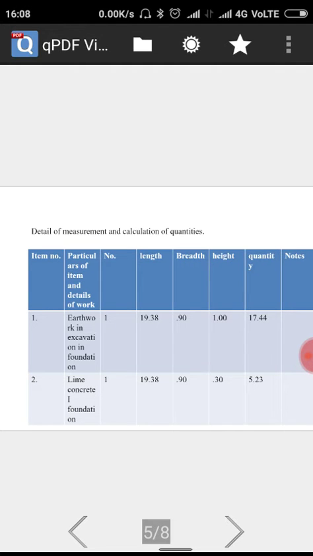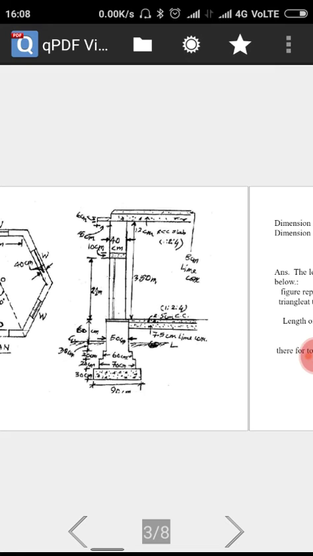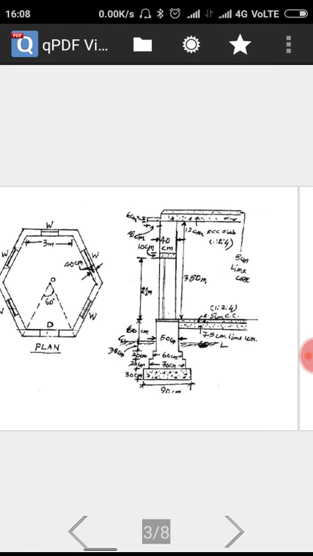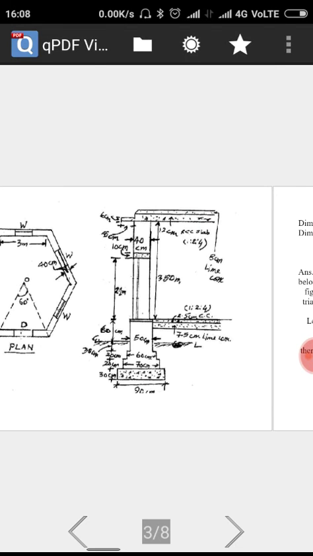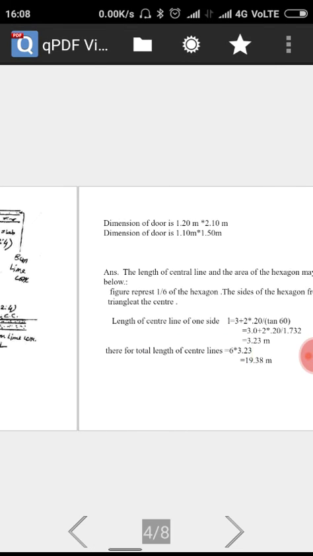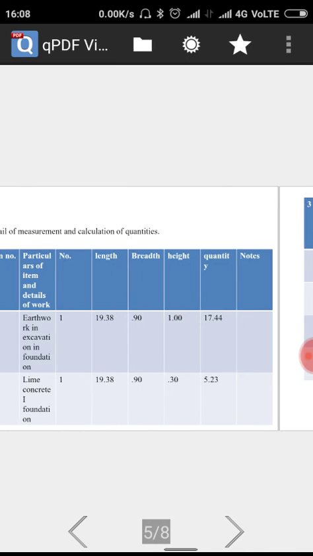The second item of work is lime concrete in foundation. This is the 30 centimeter portion. The length will remain the same, 19.38. Width is 0.90 meter and height is 0.30 meter. So length is 19.38, width is 0.90 meter, height is 0.30 meter. Total quantity is equal to 5.23 meter cube.